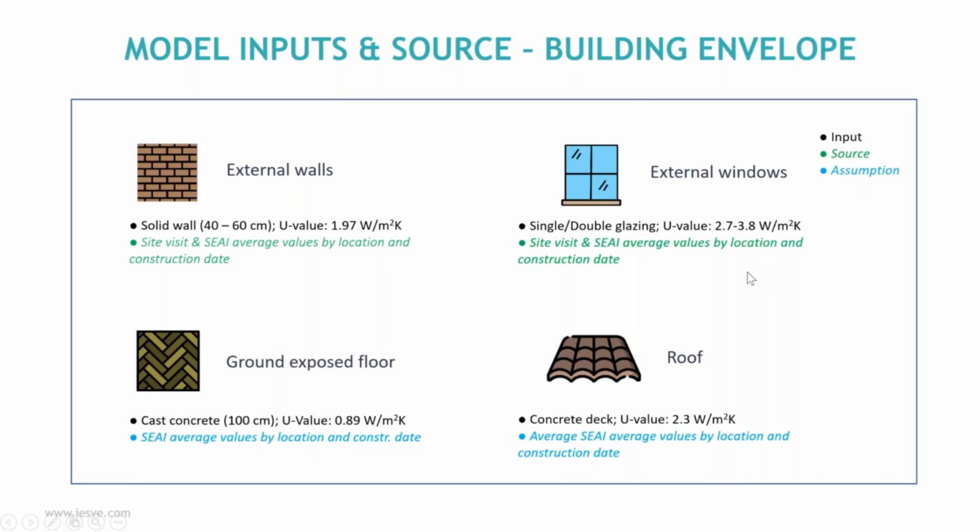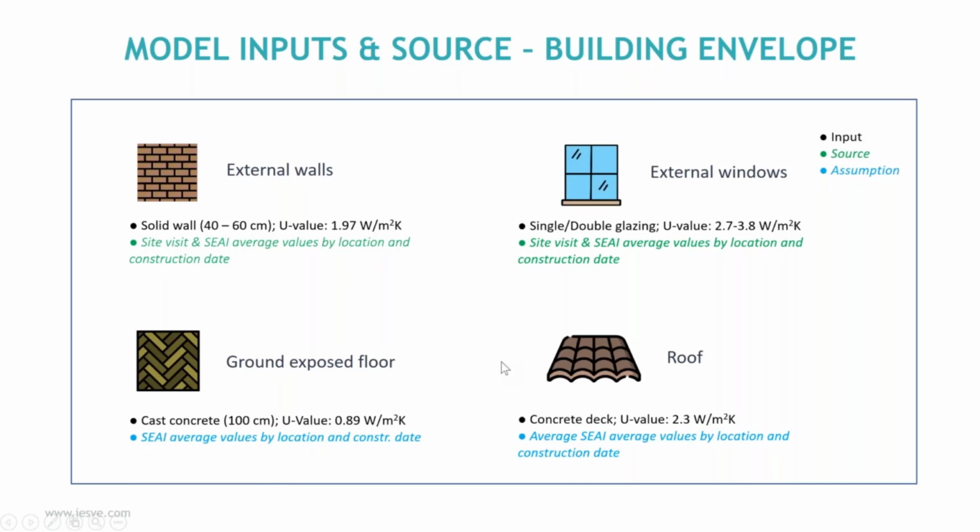assigned as sources. It means that we were able to retrieve that information either from a site visit, so basically a building visit, or from SEI, which is basically the Energy Authority of Ireland, which has values according to the location and the construction date of that particular building. So when you see the green, it is a more reliable source that you can directly assign to the model. While the blue ones are the assumptions.